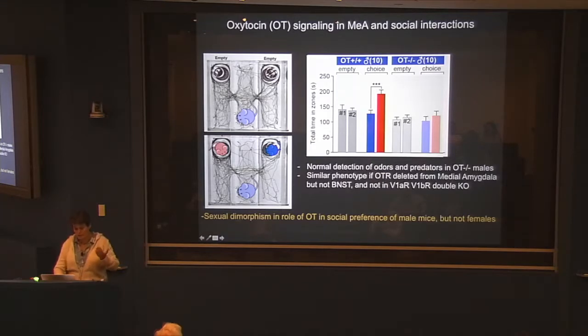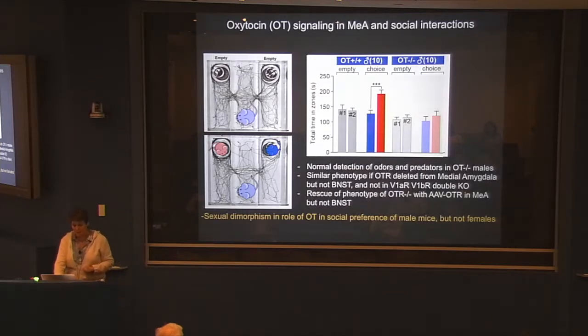We found this if we delete the oxytocin receptor from the medial amygdala, but not from an adjacent area also involved in social interaction called the bed nucleus of the stria terminalis. We also found this phenotype with the oxytocin receptor mutant, but not with the vasopressin receptor mutant. And this is important because oxytocin is actually equally able to interact with the oxytocin receptor as with the vasopressin receptor. So that really points to the oxytocin receptor as being important.